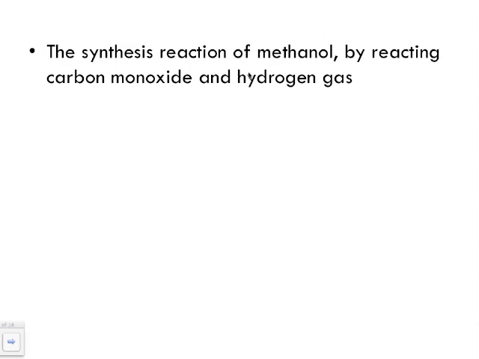The synthesis reaction of methanol by reacting carbon monoxide and hydrogen gas looks as follows. So carbon monoxide gas reacts with 2 moles of hydrogen gas to produce 1 mole of methanol. So our delta H here for this entire reaction is minus 128.6 kilojoules. So notice here that this is a negative value.